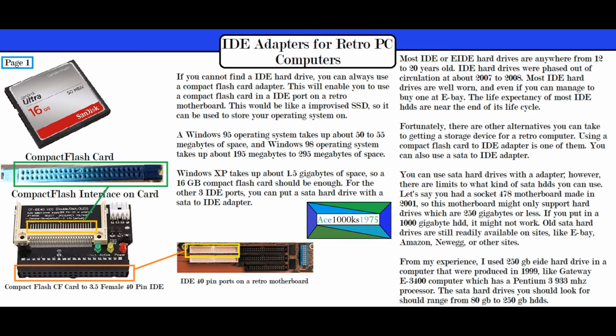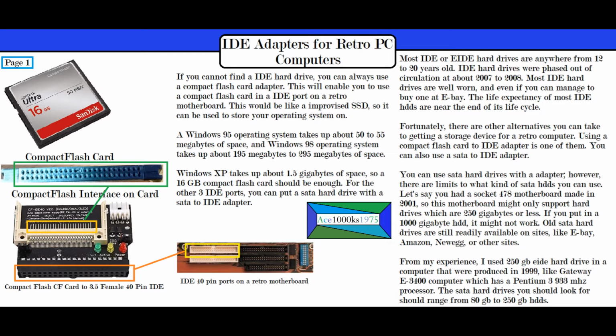For the other ports, so let's say you have 4 IDE ports on your motherboard, you could use one of them to put your compact flash card adapter into it, and you could do the same for another one, so you could add 2 of them. Or if you don't want to do that, you could just add a SATA hard drive via a SATA to IDE adapter. That's an option. So I'll get to that later.